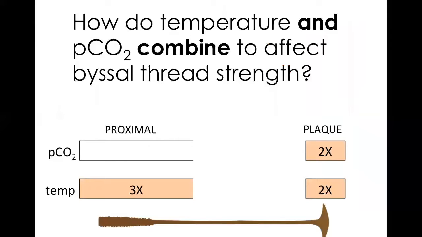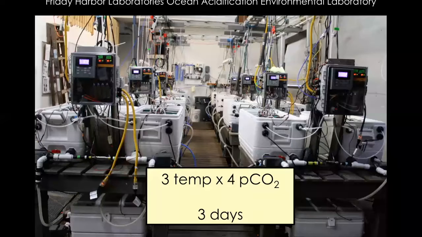And what we see is that PCO2 weakens plaques by making them twice as weak at high PCO2s than low PCO2s, and that temperature makes the proximal regions 3 times as weak at high temperature and the plaques 2 times as weak. And so with this framework, we approached this experiment, and we did this in Friday Harbor Laboratory's Ocean Acidification Environmental Laboratory. And here we exposed mussels to 3 temperatures and 4 PCO2s over 3 days. And so each of these coolers here is an individual setup where we manipulated the temperature and the PCO2 of the water. And after 3 days, we took the mussels out and tested the strength of their threads.